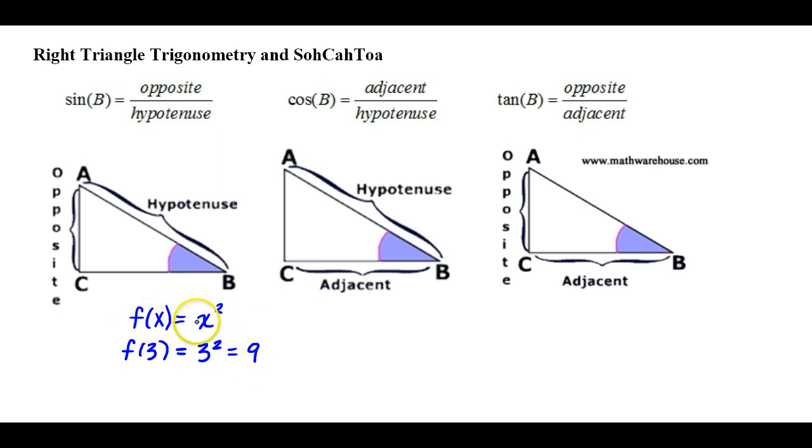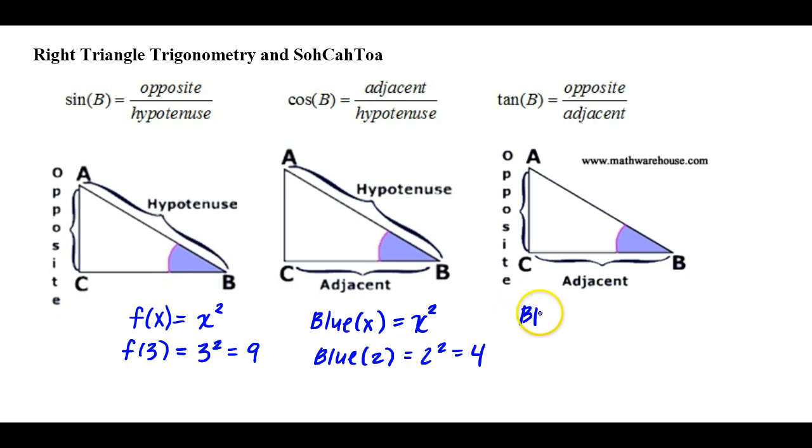But let's say I wanted to call x squared something else. Let's say I wanted to call it blue. So I'm going to call blue of x squared. But instead of labeling it every time, you're just supposed to know that blue of x means square anything. So let's do blue of 2. Well, you're supposed to know that blue means square it. So blue of 2 is 2 squared, and 2 squared is 4.